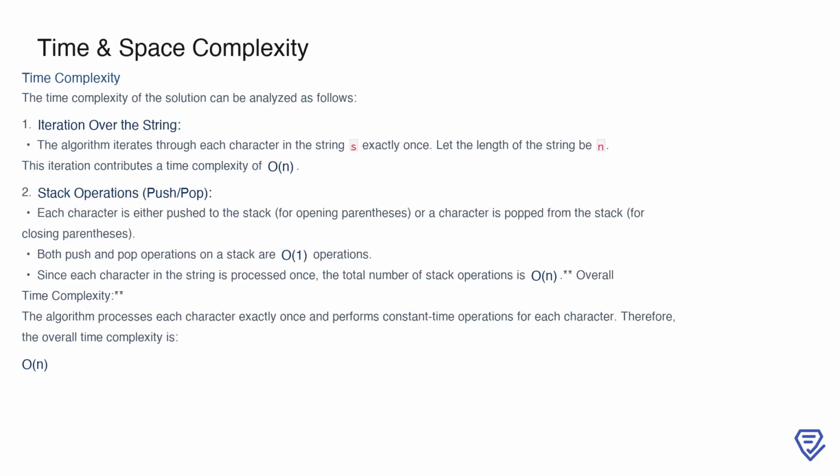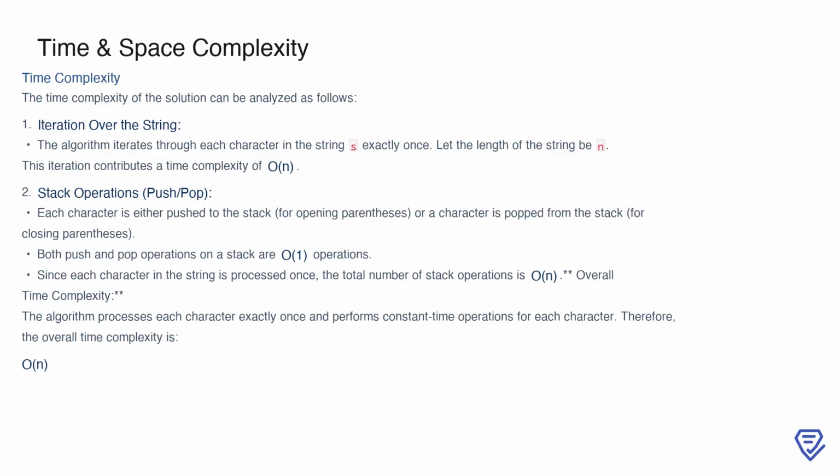Here, we're analyzing the time complexity of the algorithm. The first step involves iterating through the string S, where each character is visited exactly once. If the length of the string is n, this iteration contributes a time complexity of O(n). Next, for each character, we either push it onto the stack or pop from the stack, depending on whether it's an opening or closing parenthesis. These stack operations, push and pop, are constant time operations, O(1).